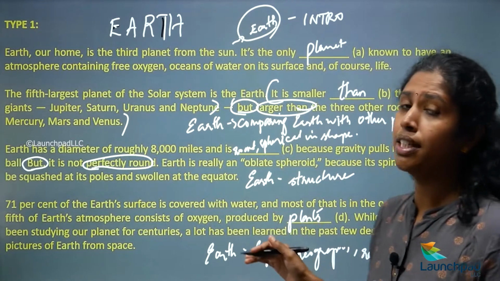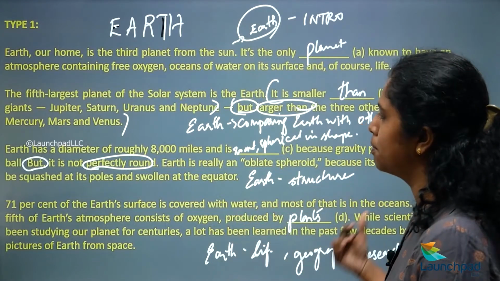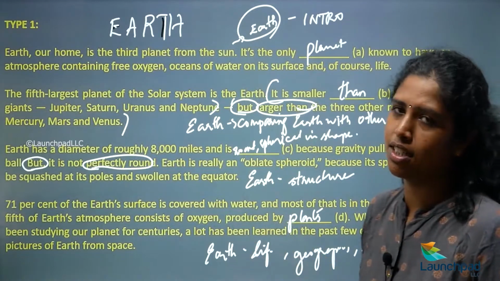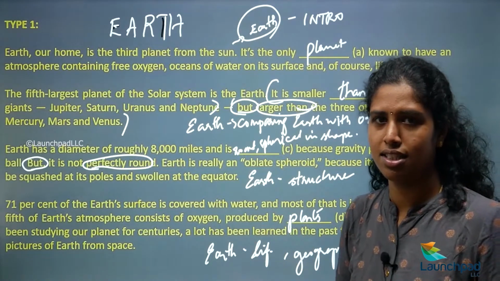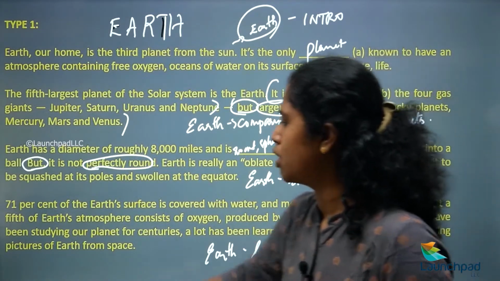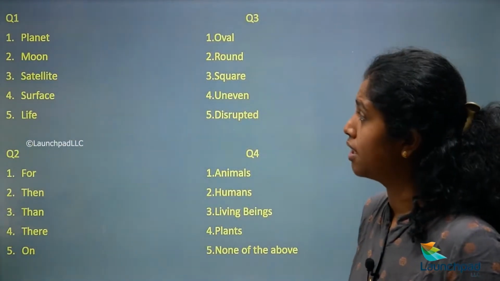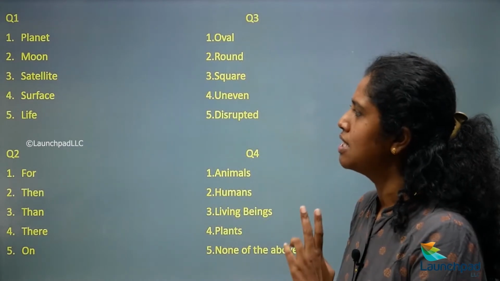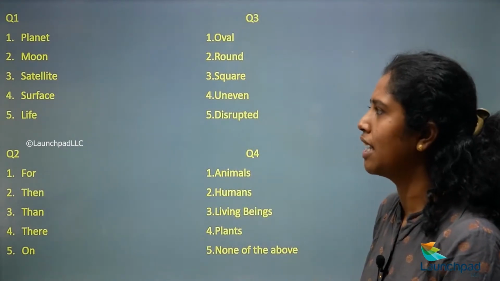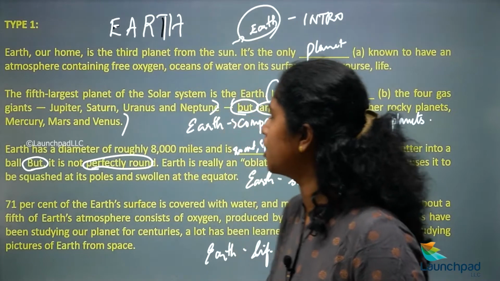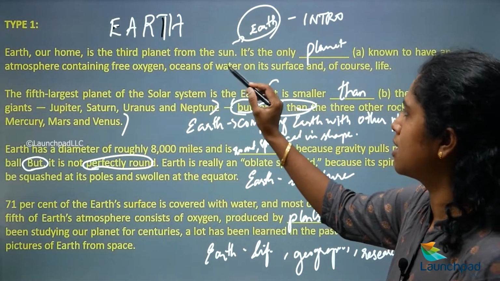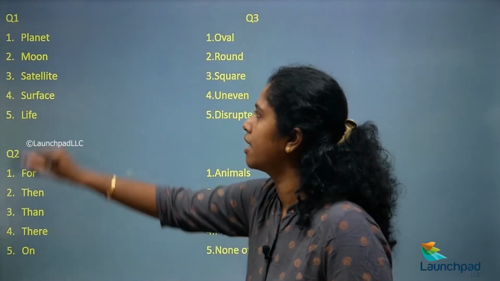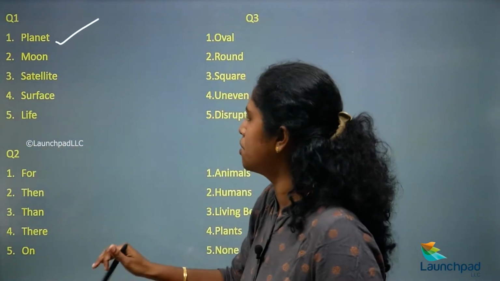Even before we moved into our options, we were able to come up with a rough idea of what our answer choices can be. So with that, now let's move on to our question. What is question 1? You have options: planet, moon, satellite, surface, life. What is the option that you thought? Earth, our home, is the 3rd planet from the sun. It's the only planet. So you have the answer right. This is your right option.